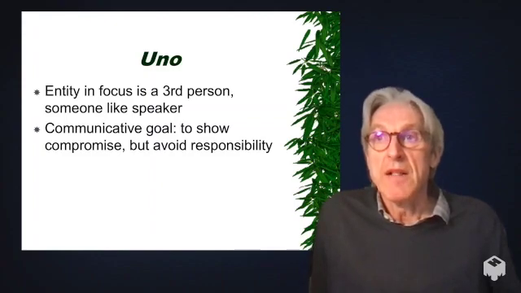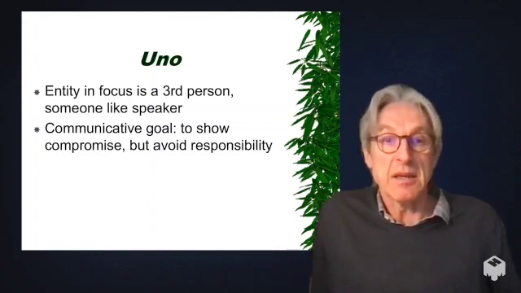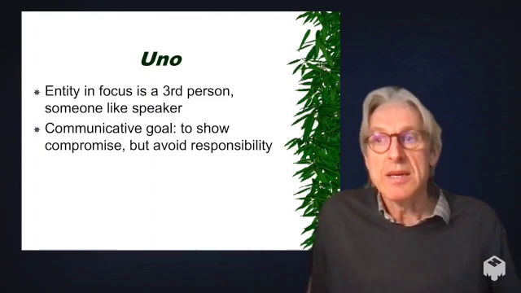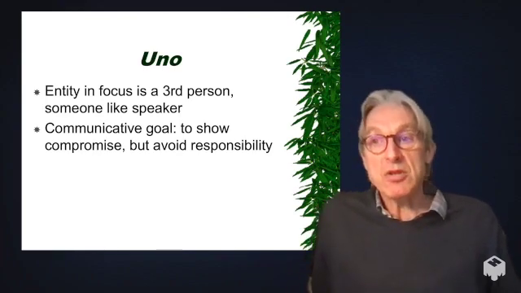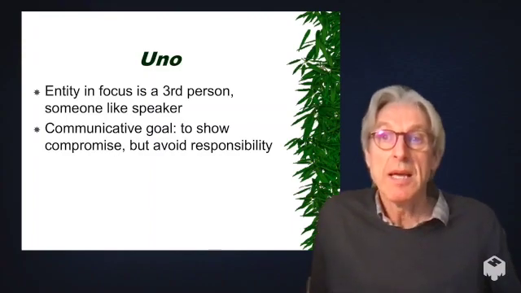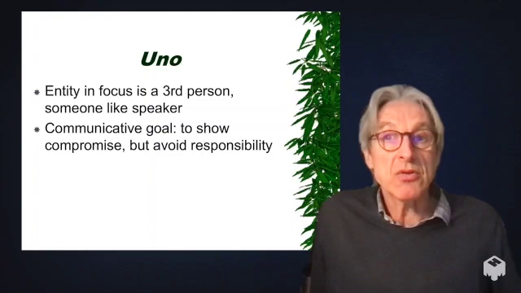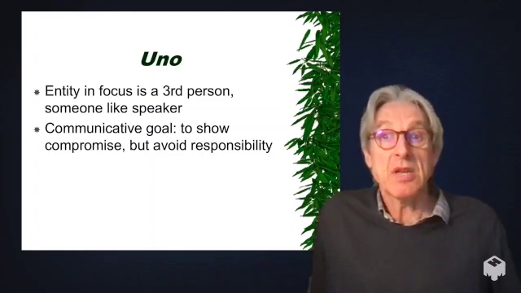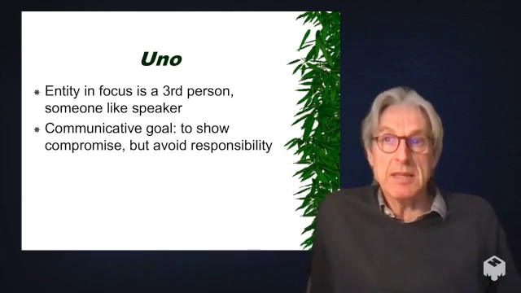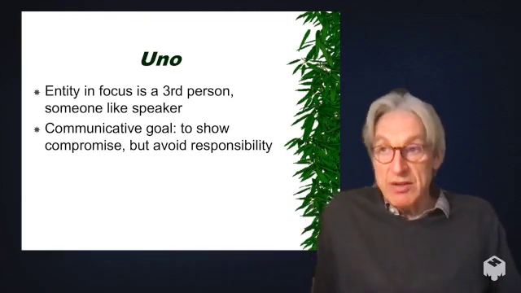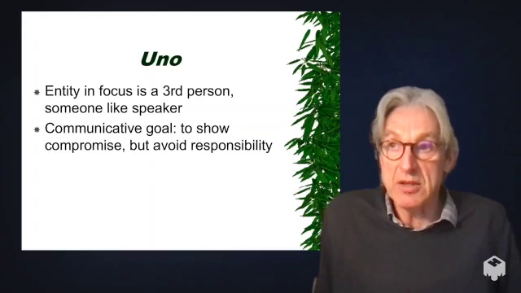You should look at the Netflix series The Crown, where the Queen in many cases expresses herself using the one construction, by which she means basically me, myself, but wants to present it in a more impersonal way. So the communicative goal is to show compromise, to say, well, it's basically me, but to avoid responsibility and to lay the responsibility somewhere else, as if it doesn't pertain to you.